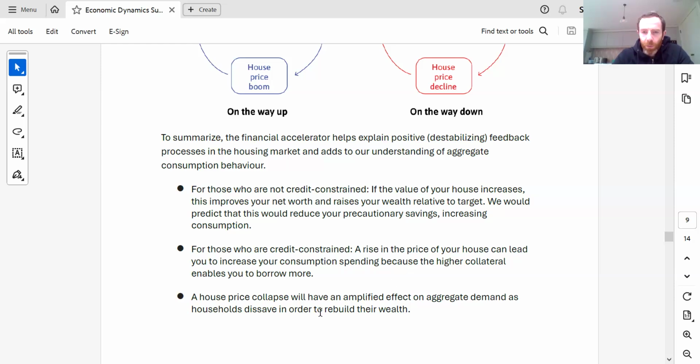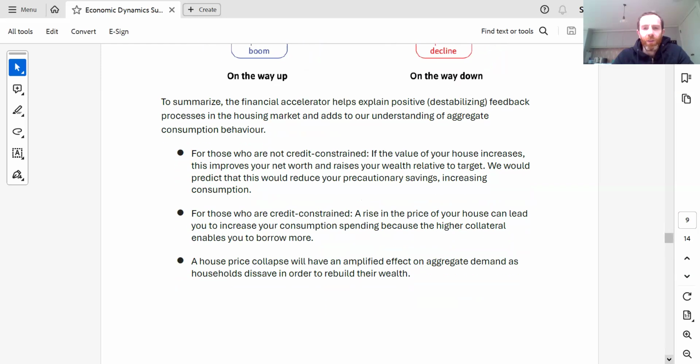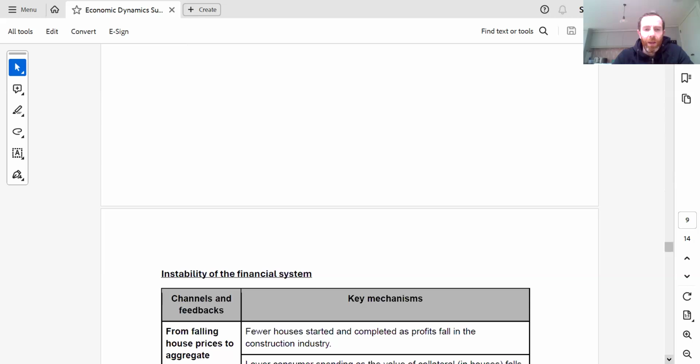So that's what the last bullet point is getting at. Although I do think there's a typo. It says the house price collapse will have an amplified effect on aggregate demand as households dissave in order to rebuild their wealth. So I think that should be households save in order to rebuild their wealth. Okay, so that's our financial accelerator part.